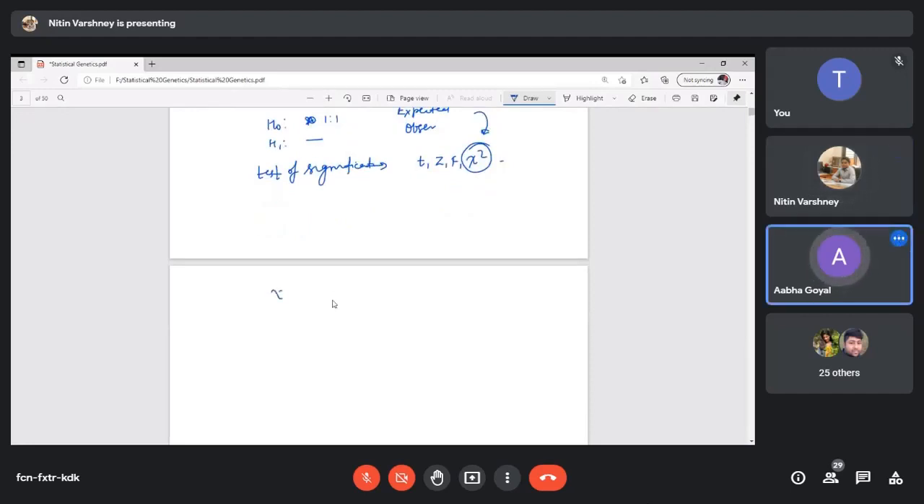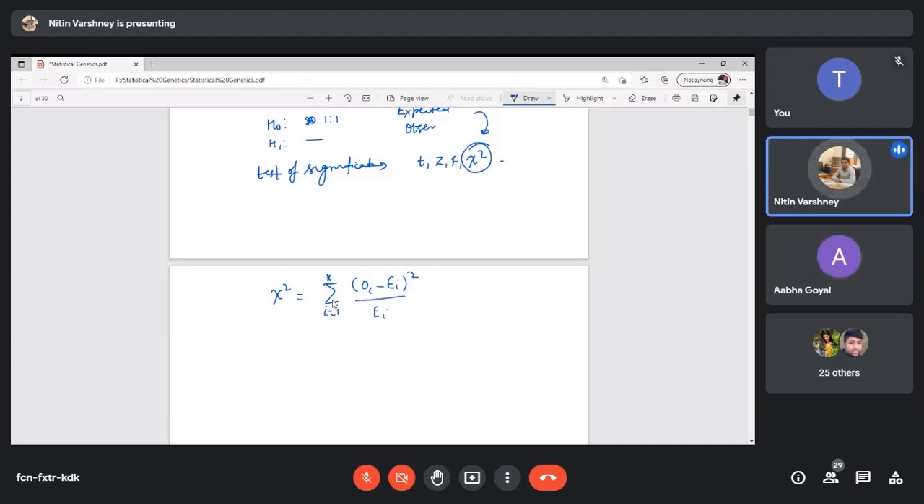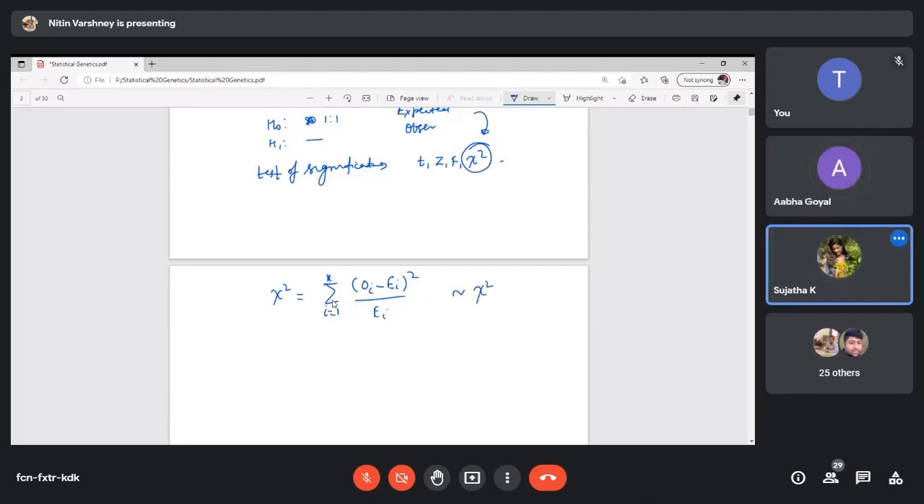Summation of observed frequency minus expected frequency, the whole square, divided by expected frequency. That is, observed minus expected, whole square, divided by expected. Okay, and what will be the degree of freedom? If I am writing k classes, then it will be k minus 1.